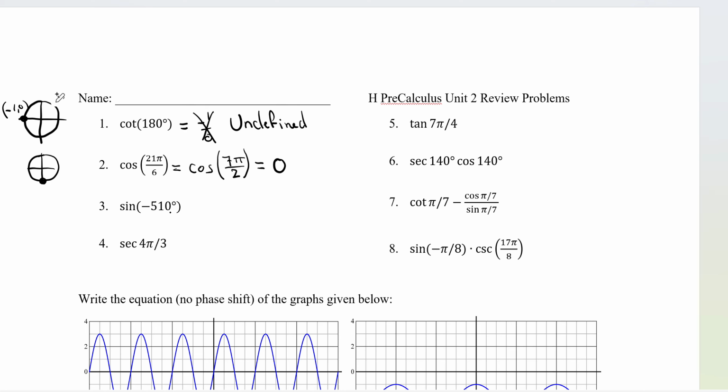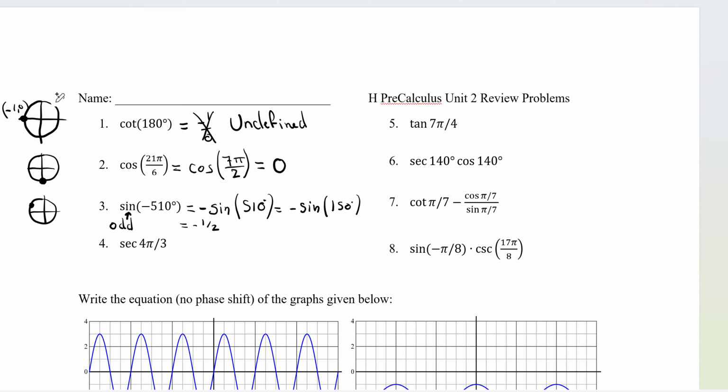Sine of -510. So here we want to think about the sine as being an odd function. And because it's an odd function, we know we can take that negative on the outside. That will be the same thing as negative sine of 510 degrees. And then 510 degrees, if you're subtracting 360, that will be the same thing as negative sine of 150 degrees. And 150 will be right there. And so the sine there will be 1/2. And because we want a negative, this will be equal to -1/2.